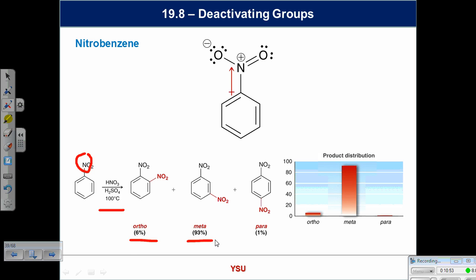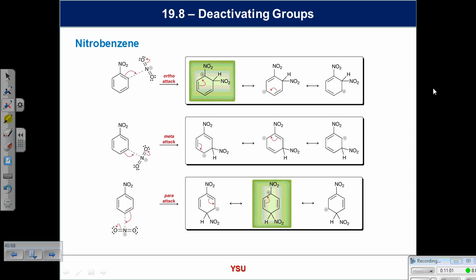We get a lot of the meta situation, and we get very little of the para situation. Now it's this, we switch, it's the opposite. If we think about how this is happening, again, the best way to describe it, if you're asked this type of question, is to draw some resonance structures and to show how this is set up.